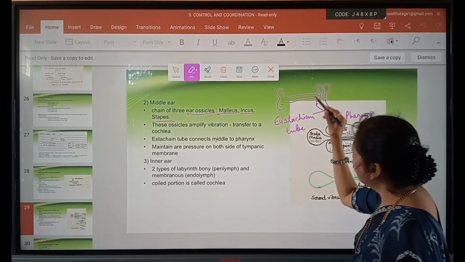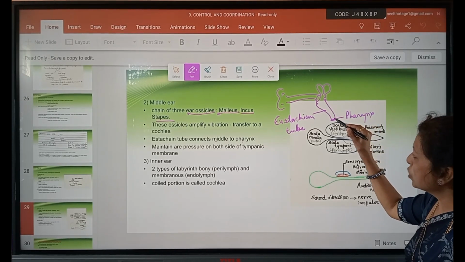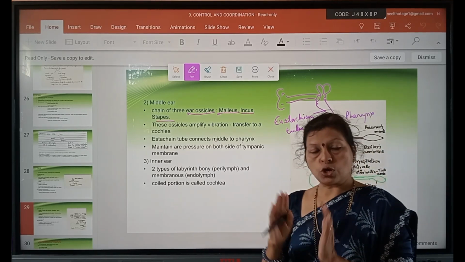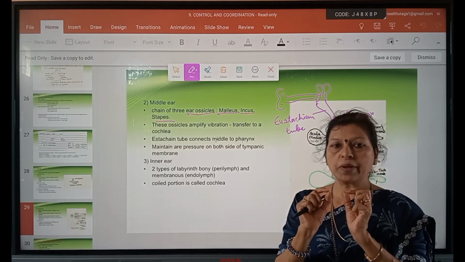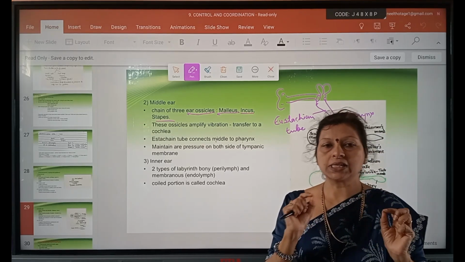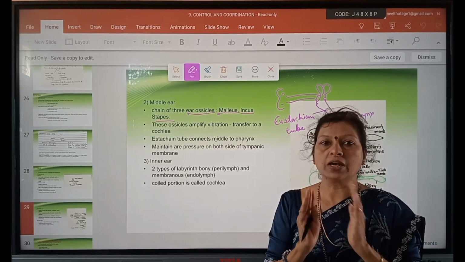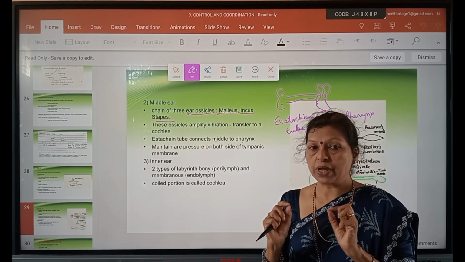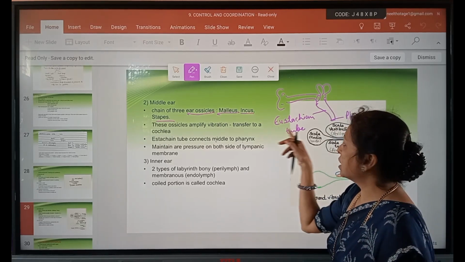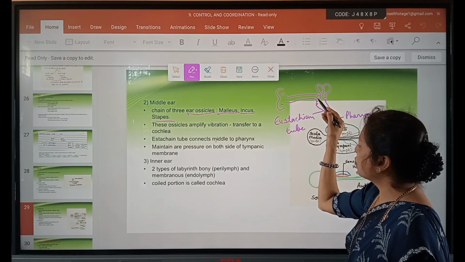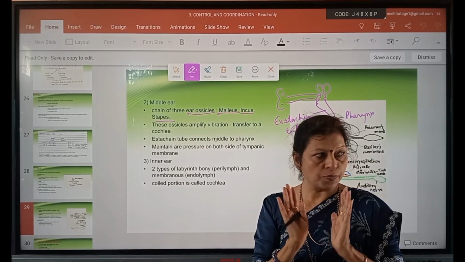This eustachian tube connects the cavity of the middle ear with the pharynx, and because of this, the air pressure on both sides of the tympanic membrane is maintained. Because the tympanic membrane is such a delicate structure, if the air pressure increases, it can damage the eardrum, and your hearing can be hampered. So the precaution should be taken that the air pressure on the tympanic membrane is equalized from both sides.